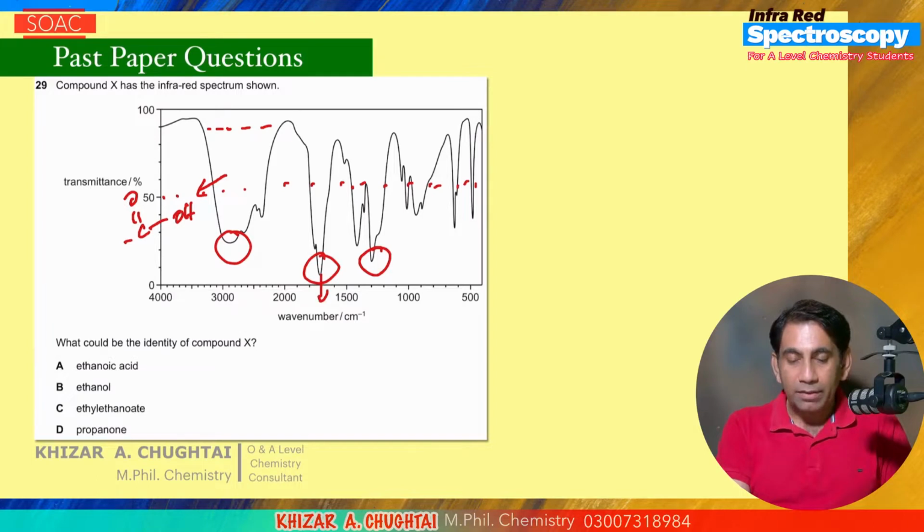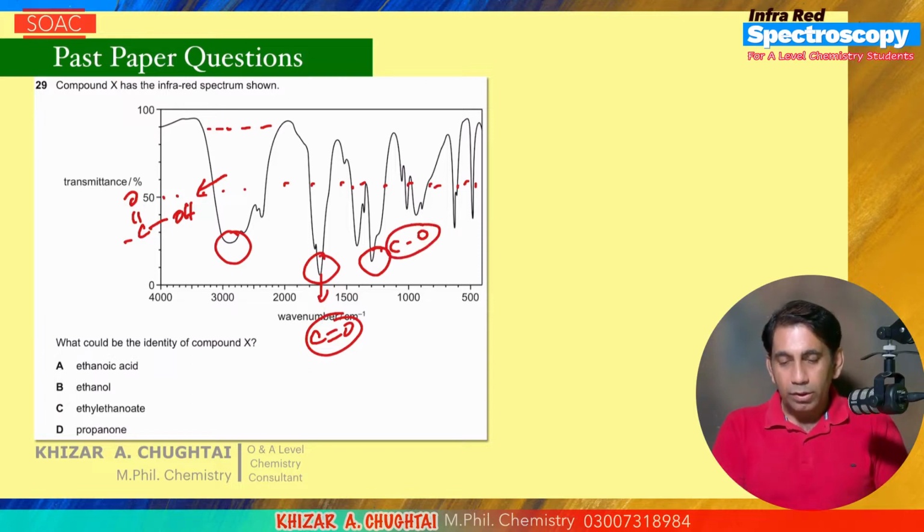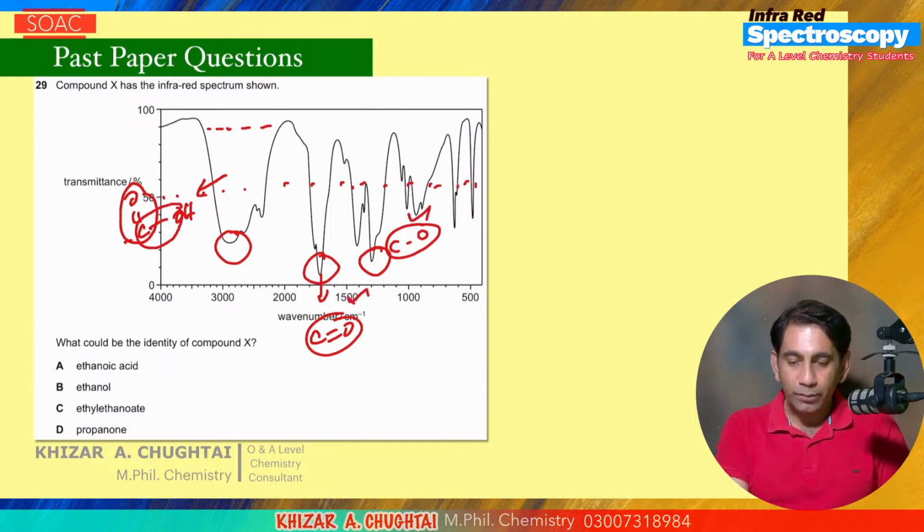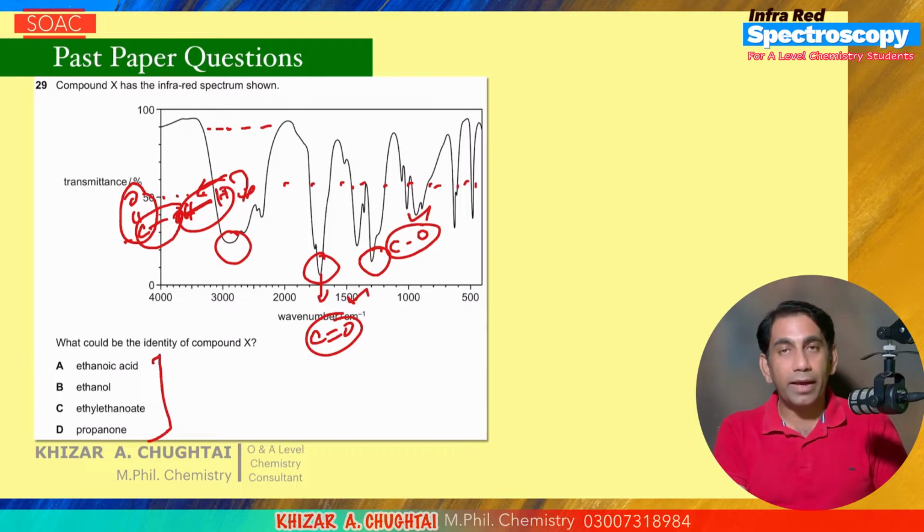This is a very typical peak for C double bond O, and it may be for CO. So it means that C double bond O is present, CO is present, and the OH bond is present over here. So this is a carboxylic acid. Only one option is having acid, that is A, ethanoic acid.